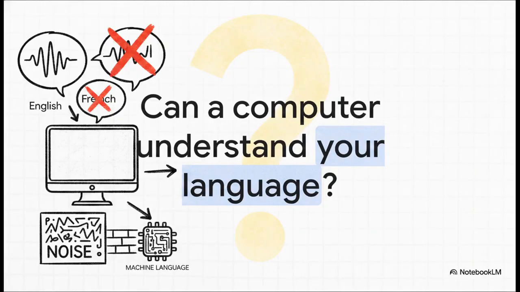So, let me ask you a quick question. If you speak to your computer right now in English, or maybe Hindi, or French, does it understand you? I mean, naturally, the answer is a resounding no. We use language to express thoughts, ideas, and really complex emotions to one another. But computers are completely oblivious to human languages. And this sets up our foundational conflict. To a computer, our nuanced words are literally just noise, because they only speak machine language.